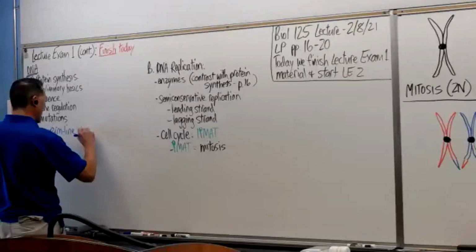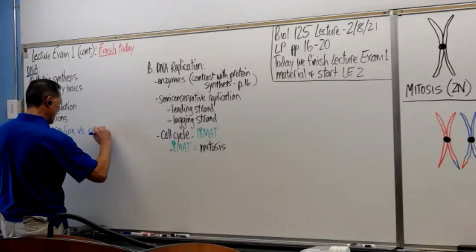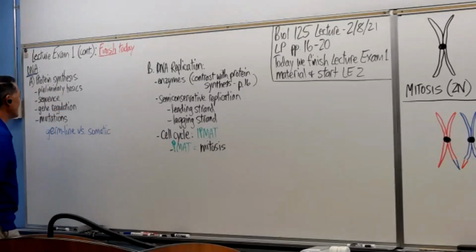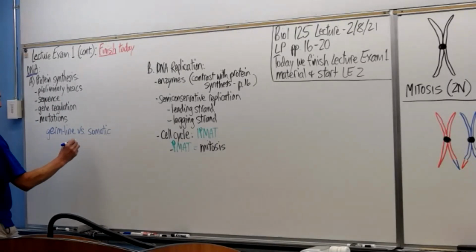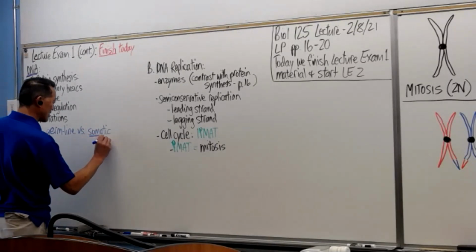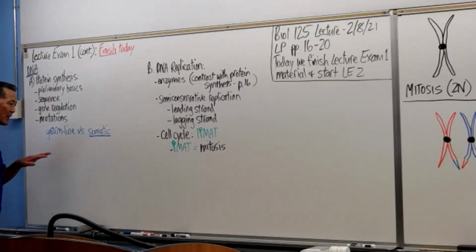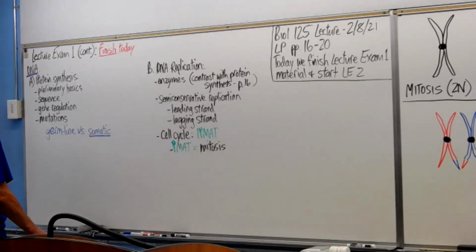Okay, we got germline versus somatic. Somatic are basic body cells. Germline cells are in your gonads, the cells that make sperm and eggs. Those are germline cells. We're going to be talking about basically somatic mutations.